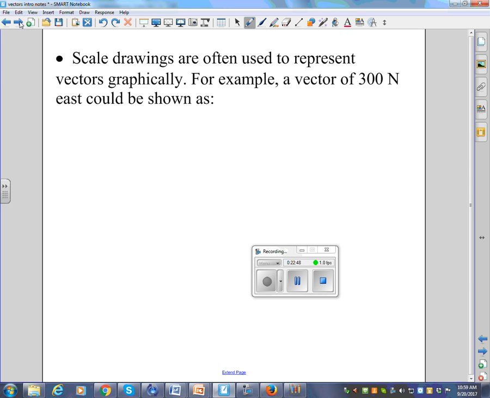Scale drawings are often used to represent vector geometry. Have you guys done scale drawings like in math, maybe like grade 5 or 6? Maybe like drew a house or something to scale? No? Never did that? Oh, a long time ago?